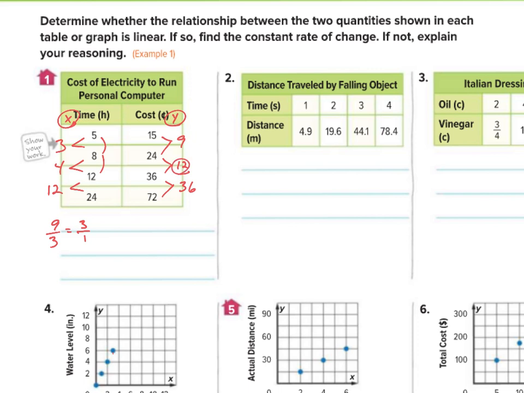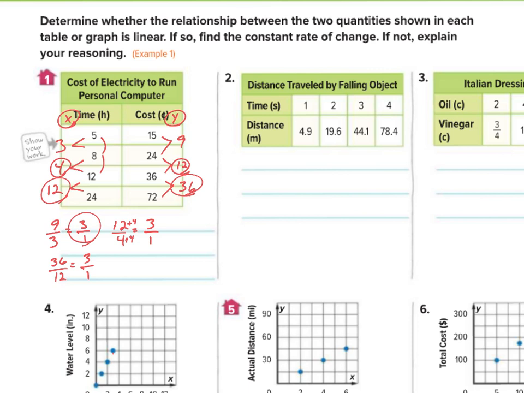And then I've got 12 over 4, which also equals 3 over 1. If I simplify, 12 divided by 4 equals 3, and 4 divided by 4 equals 1. And then I also have 36 over 12, which I can simplify by dividing 36 by 12 to get 3, and 12 by 12 to get 1.